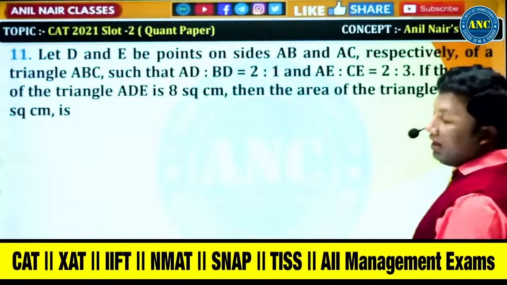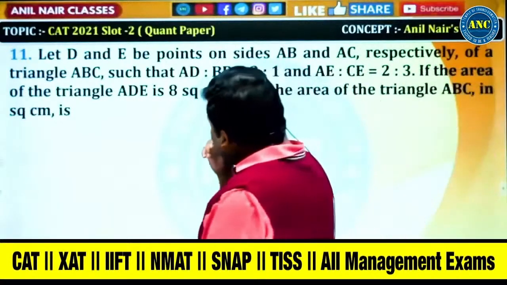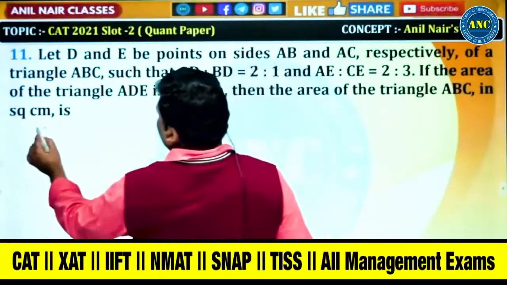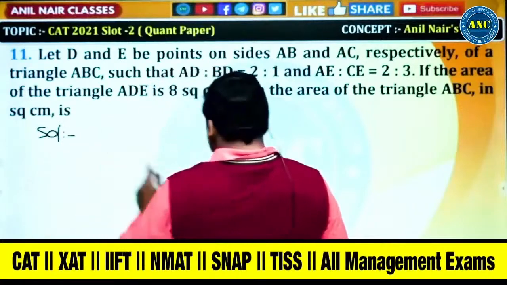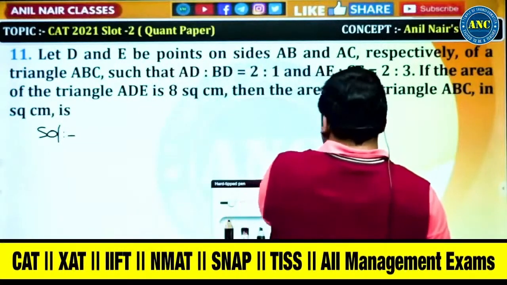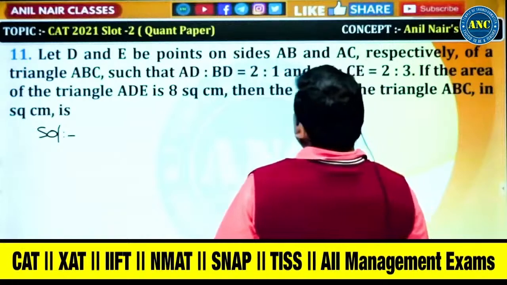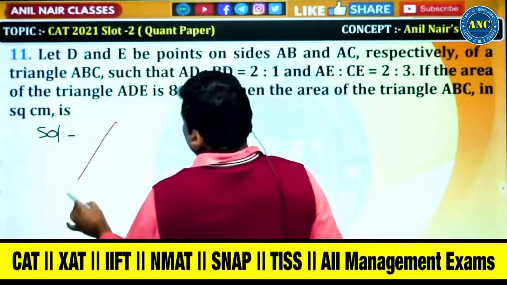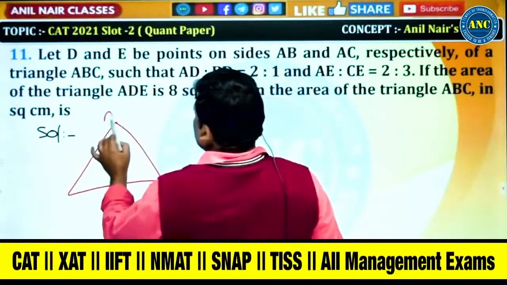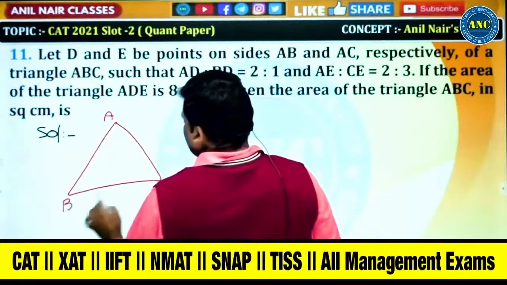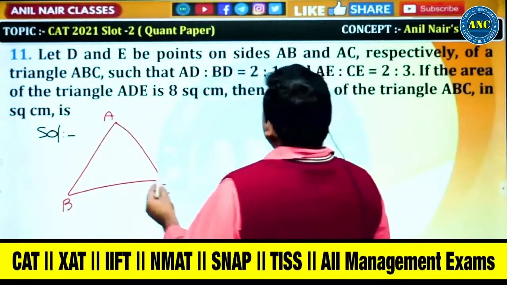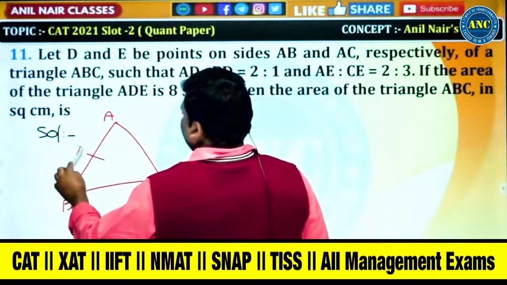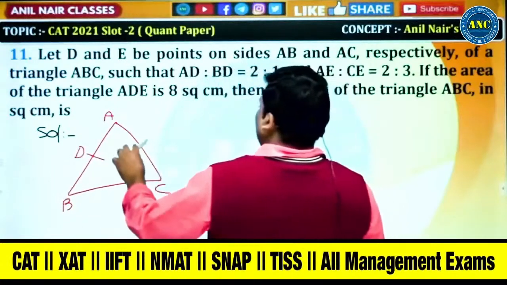Next one, 11th question. See here. Let D and E be points on sides AB and AC. This is AB, this is AC. Let D be the point on AB, and let E be the point on AC.